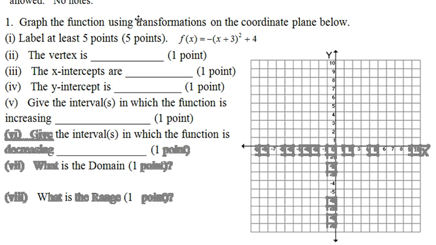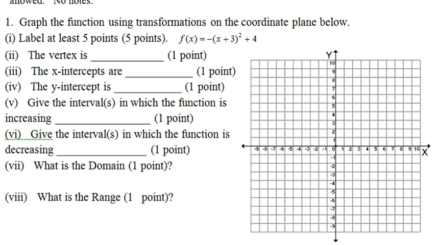It says graph the function using transformations on the coordinate plane below. So we're going to be graphing this parent function, which is actually a quadratic. This power of 2 means that it's going to look like a parabola, a quadratic. So let's first start that. It says label at least 5 points, and we're going to graph it.